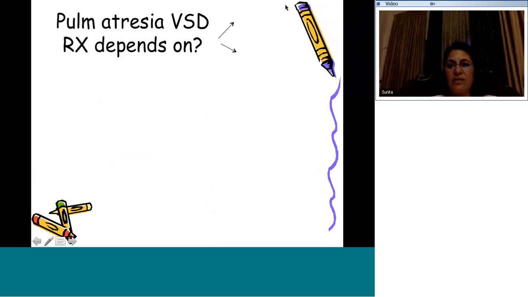Two things. So PA anatomy is one. One is pulmonary artery anatomy and second is collaterals. So these are the two things that determine your surgical options in pulmonary atresia VSD. What is the PA size and what are the collaterals?